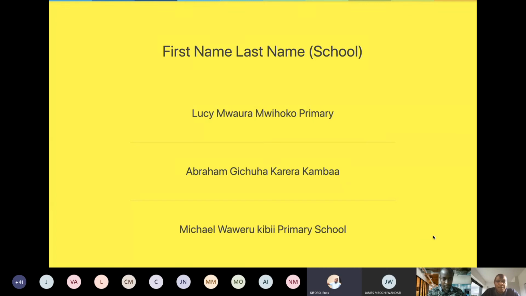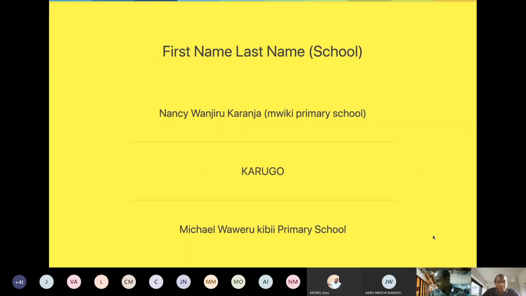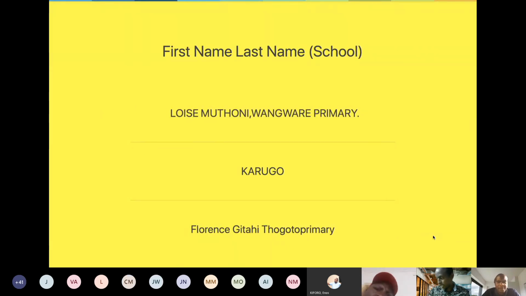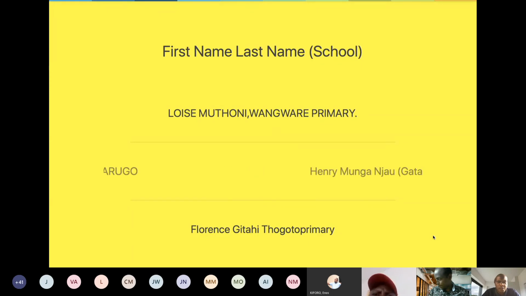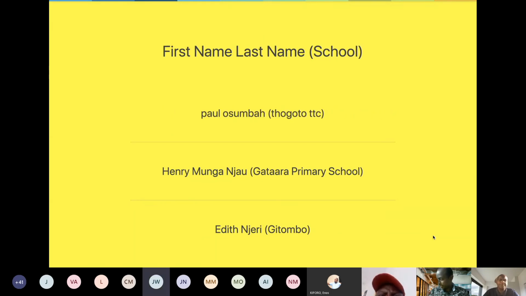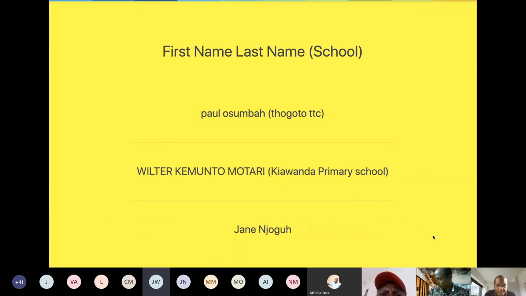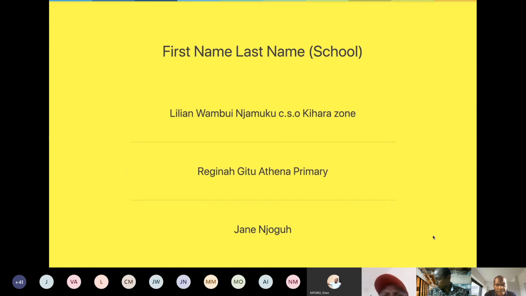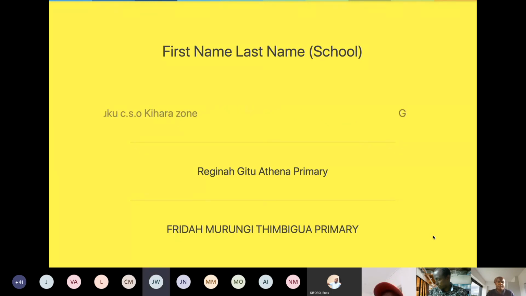We have Lucy Mwaura, Mwihoko, and you can see your colleagues. Abraham Gishua, Karrera Kamba. We have Karugo. We don't know if it's a name or a school. Florence Gitahi, Thogoto Primary. Thank you. Lois Mudhoni, Wangware Primary. Thank you. Henry Munganjau, Katara Primary. Polo Sumba, Logoto TTC. Wiltake Munto Motari, Kiawanda Primary. Jane Njogu, you have not told us the school. Lilian Wambui Njamuki, CSO Kihara. Regina Gitu, Athena Primary. Frida Murungi, Timbugua Primary.